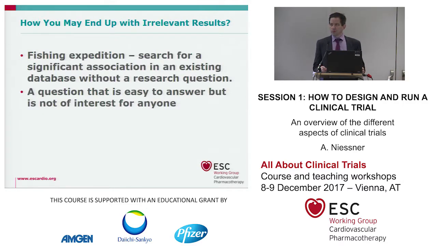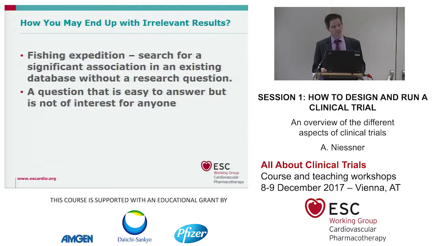What you shouldn't do, and Stefan Nageval already alluded to this, you shouldn't do any fishing expeditions, searching for significant association in existing databases without a research question. Of course, it's important to go into existing databases, but go into this database with a question, with a hypothesis. Don't do just 1,000 statistical tests. We will hear, if you do 1,000 statistical tests, by chance just 50 get positive, so you get 50 significant results. But the question is, what is the meaning of these 50 positive results?